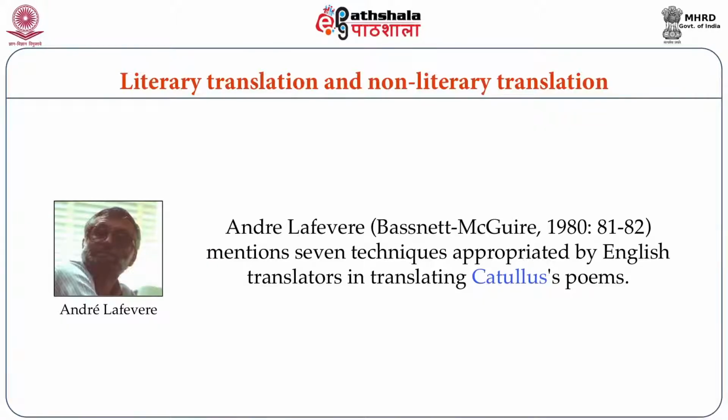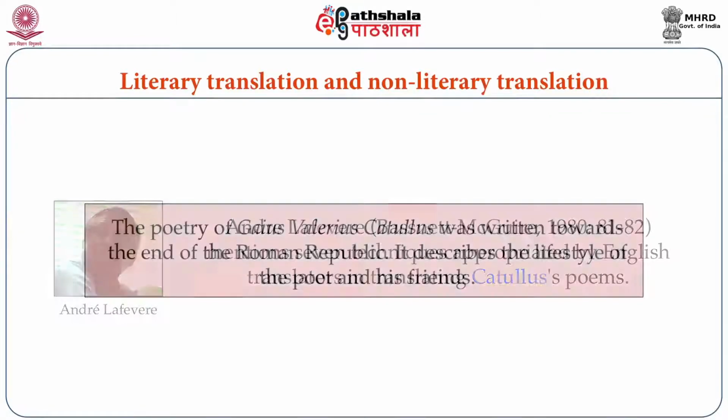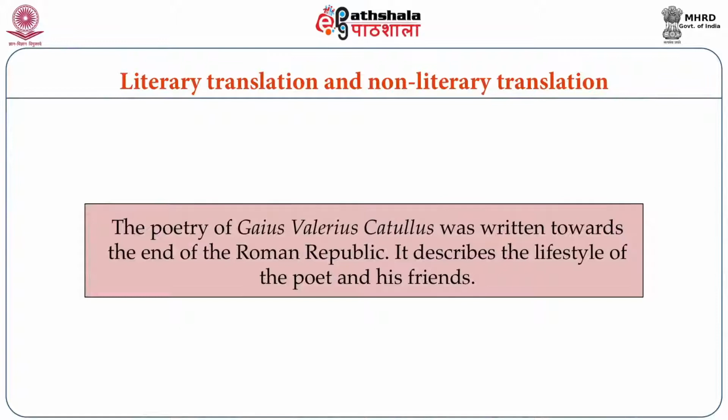Andre Lefevere mentions seven techniques appropriated by English translators in translating Catullus' poems. The poetry of Gaius Valerius Catullus was written towards the end of the Roman Republic. It describes the lifestyle of the poet and his friends.